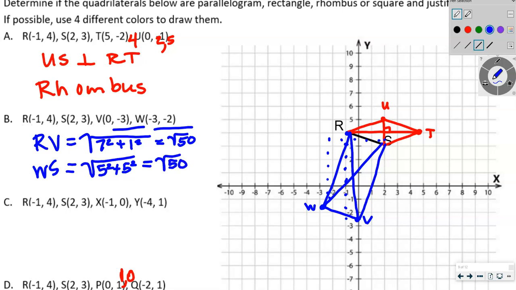So what did we just prove about the diagonals? They're the same length, right? So we can say RV is equal to WS, so this is a rectangle. Okay, the next one we're going to do in green.